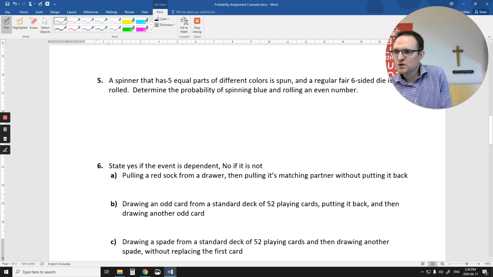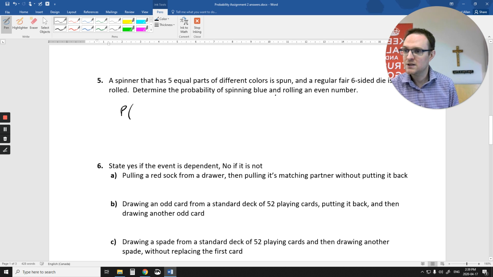So here we've got 2 mutually exclusive events again. We've got a spinner that has 5 equal parts and a regular dice. One's not going to affect the other. So if I want to do the probability of doing this, it's again an "and" situation here. Spinning a blue and rolling an even number. What I'm going to do is just multiply those 2 pieces together.